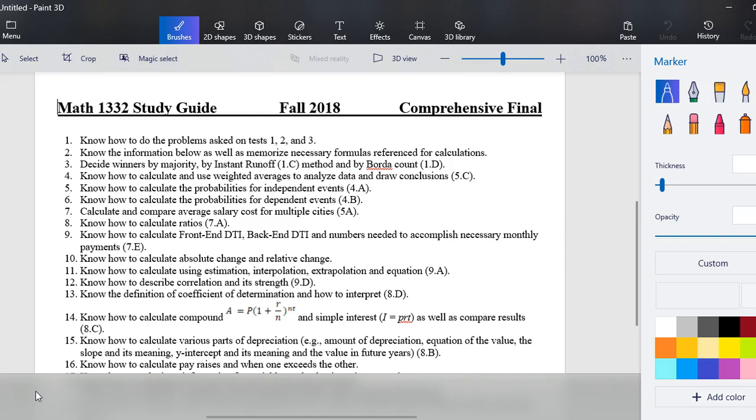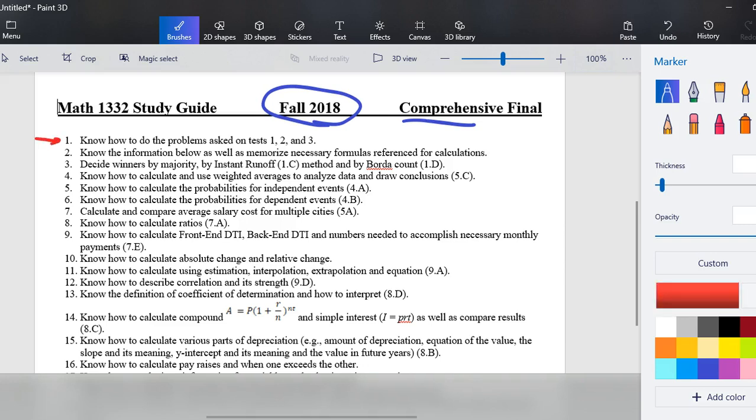I just wanted to take a few minutes and walk you through some pieces and parts of this to let you know what I was thinking and what I meant when I wrote this. So this is our study guide for fall 2018, and it is comprehensive. Everything that we've learned this entire semester has an equally likely chance of being on the test, sort of.